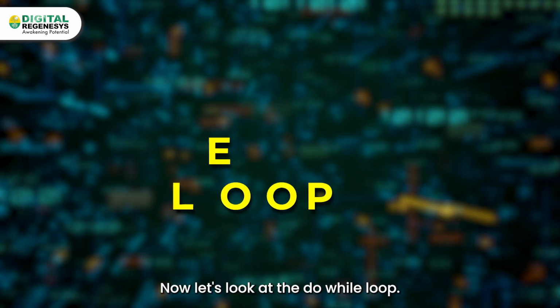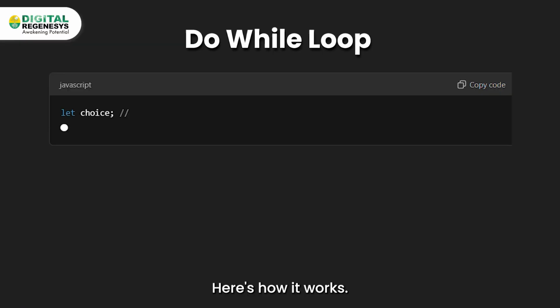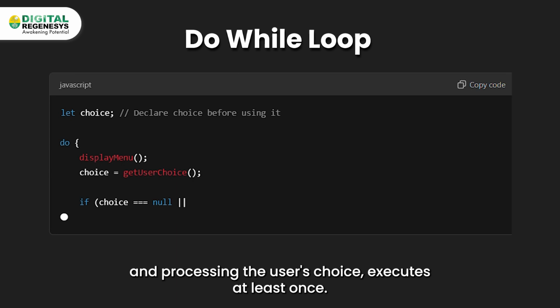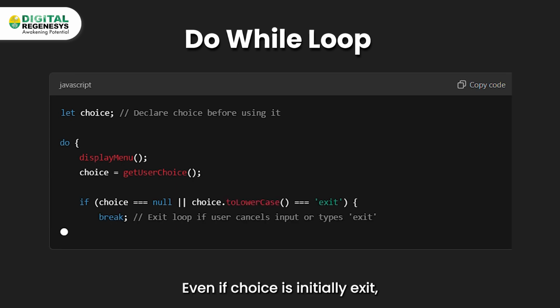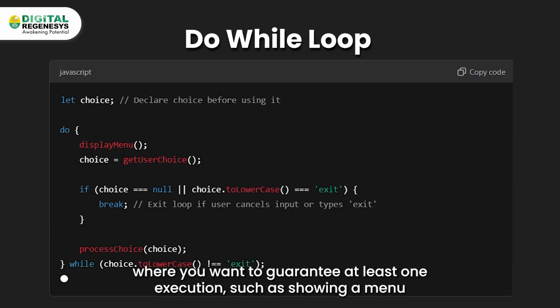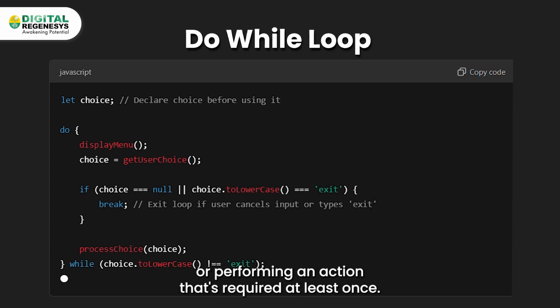Now, let's look at the do-while loop. Here's how it works. This loop ensures that the code inside it, like displaying a menu and processing the user's choice, executes at least once, even if choice is initially exit. This makes do-while loops perfect for scenarios where you want to guarantee at least one execution, such as showing a menu or performing an action that's required at least once.